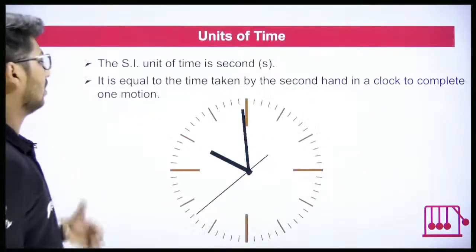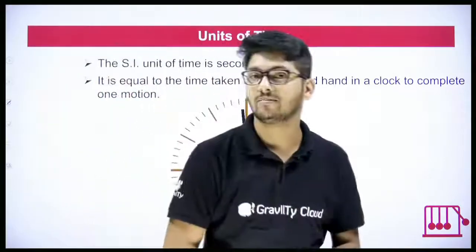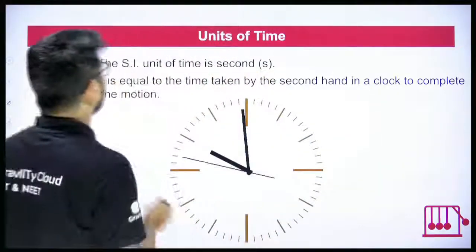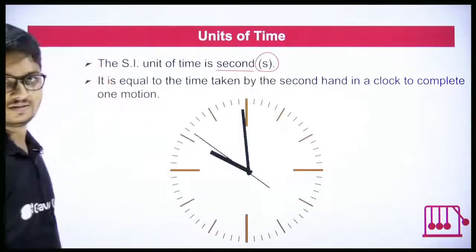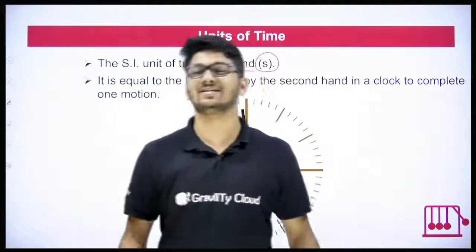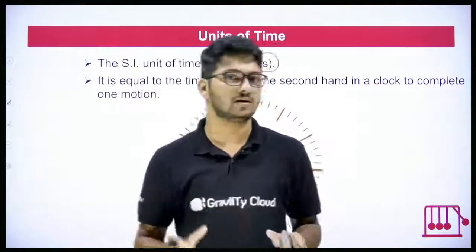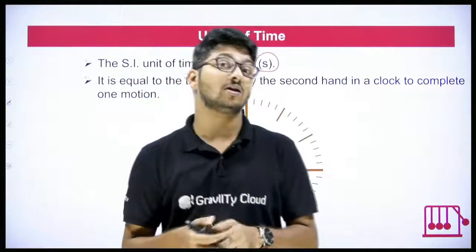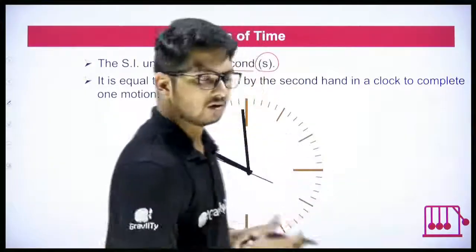Right? So now when we talk about the units of time, very important, the SI unit of time is second. The SI unit of time is second. The symbol is small s. So you can write time as 2 seconds, 10 seconds, 15 seconds, 100 seconds, 1000 seconds, depending on the time interval. And do you know what 1 second is?